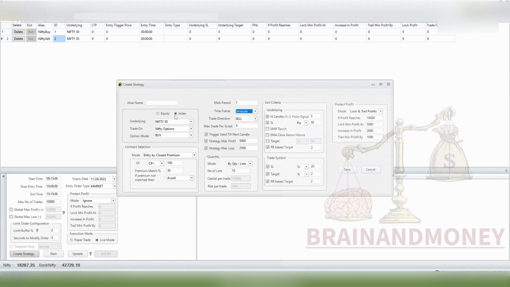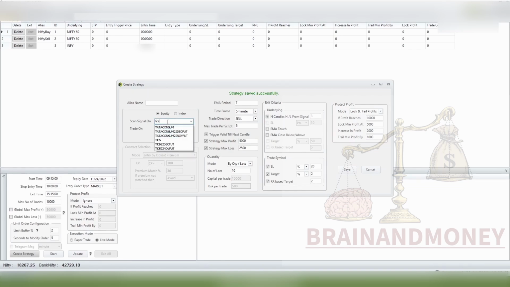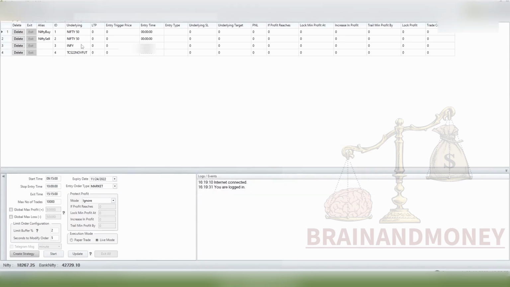You can add stock also. Let's say if I want to add Infosys and I just want to go with sell side on the 5-minute time frame, I can add it. And TCS future, I want to take the trade on both the sides, but I want this in the 3-minute time frame because my backtested data says that, let's say, TCS works fine on 3 minutes. So you can do that as well. Whatever your backtested data is, you can set the configuration based on that. So you can create multiple strategies like this.